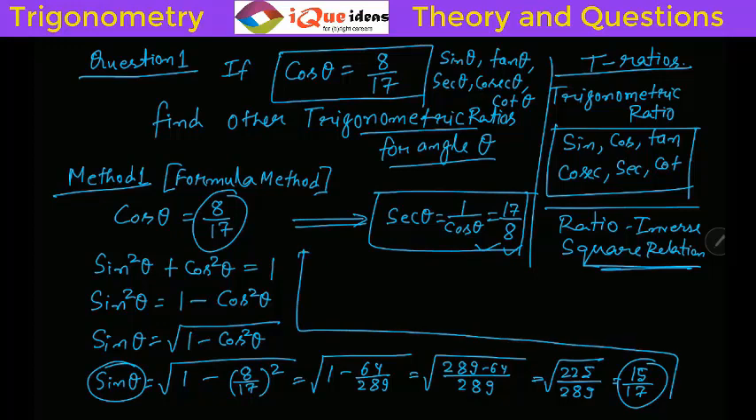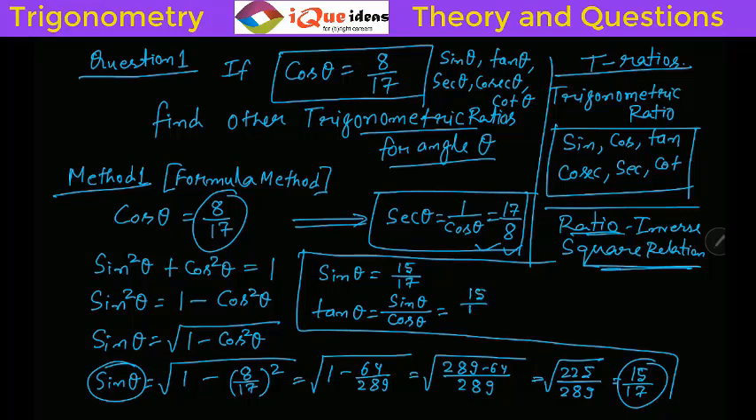So I'll use this space. We already have cos theta, that is equal to 8 by 17. We have just calculated sine theta, that is equal to 15 by 17. We also know from the ratio formula that tan theta is equal to sine theta divided by cos theta. Now here sine theta is 15 by 17. Cos theta was already given as 8 by 17. So what happens? 17 and 17 get cancelled and we get 15 by 8.